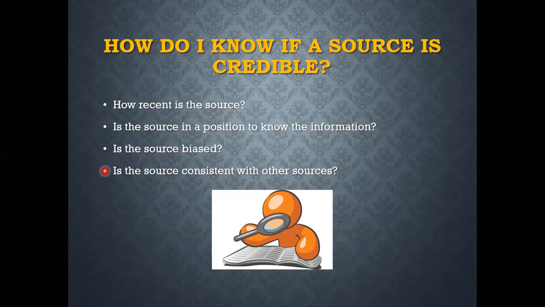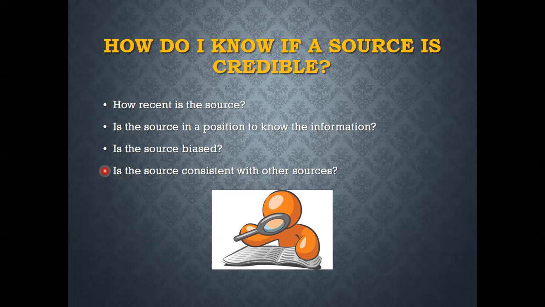The last item is to examine the consistency with other sources. In other words, if you were to look for information on other websites or additional sources like a YouTube video or journal articles, then you have to determine whether or not the information is consistent or similar to the other sources that you examine.